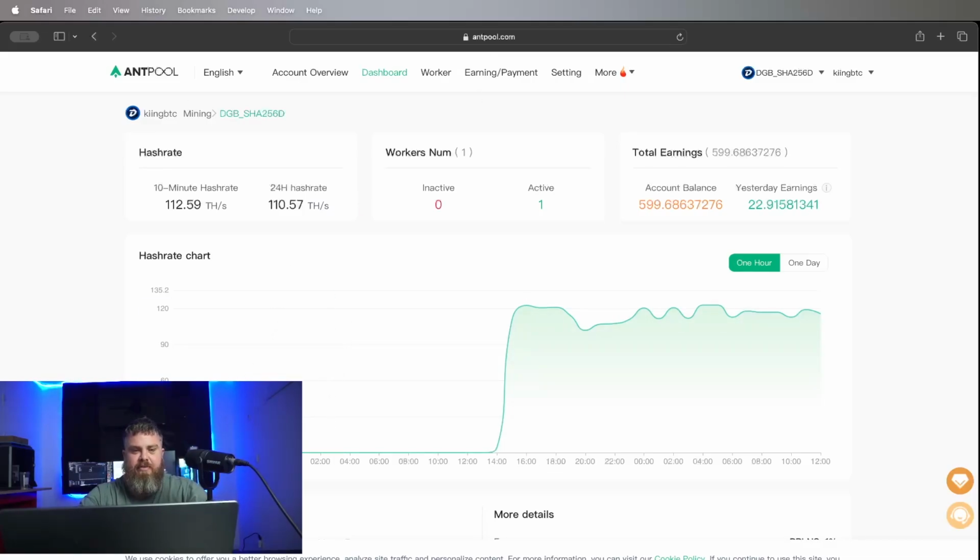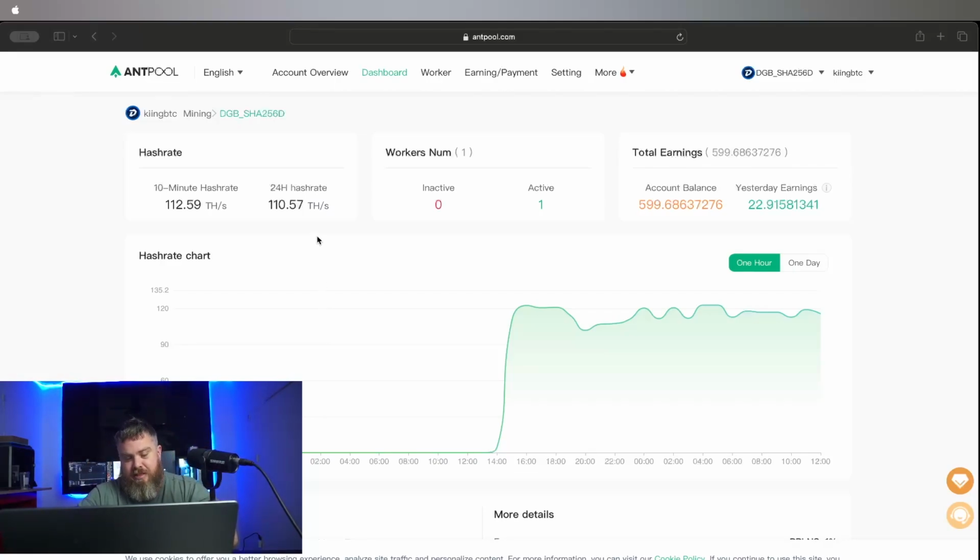If we did 600 divided by 22 hours, it would tell us what we made per hour. So 600 divided by 22, we're roughly making 27 an hour. So we'll add another 54 to that. So it'll be 654 Digibyte that I mined in a 24-hour period.